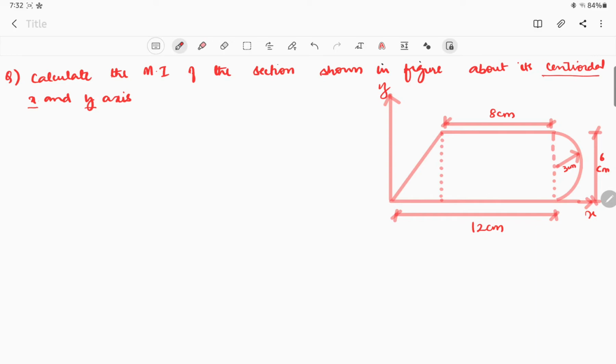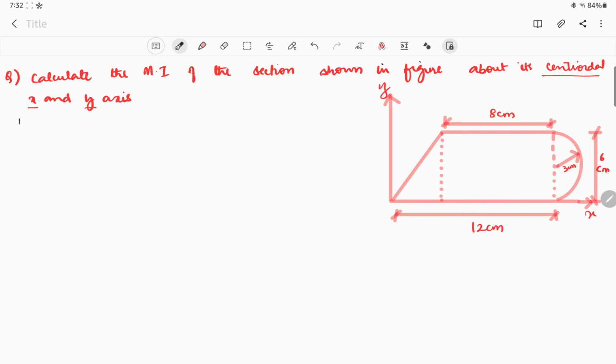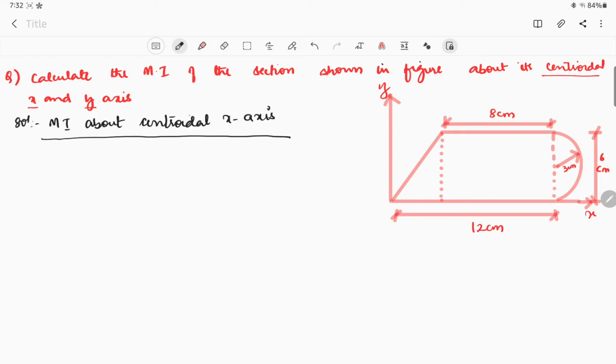So for that, the very first thing is we'll try to find out moment of inertia about centroidal x-axis. Okay, to calculate this one, we need to first locate the centroid. We first have to locate the centroid.